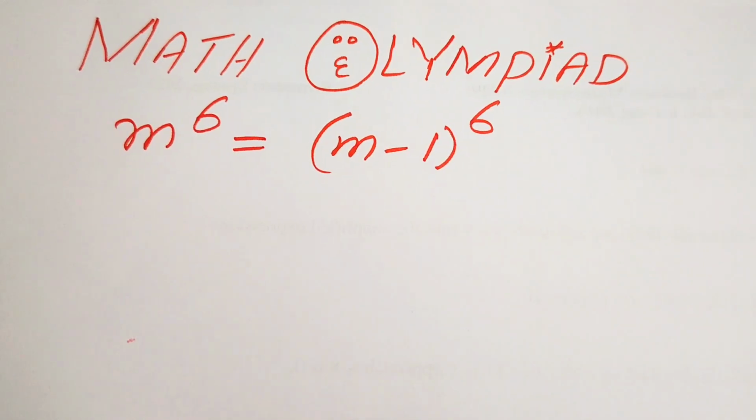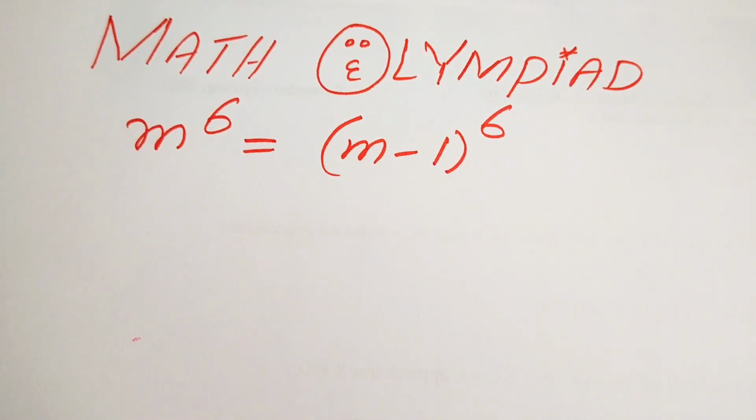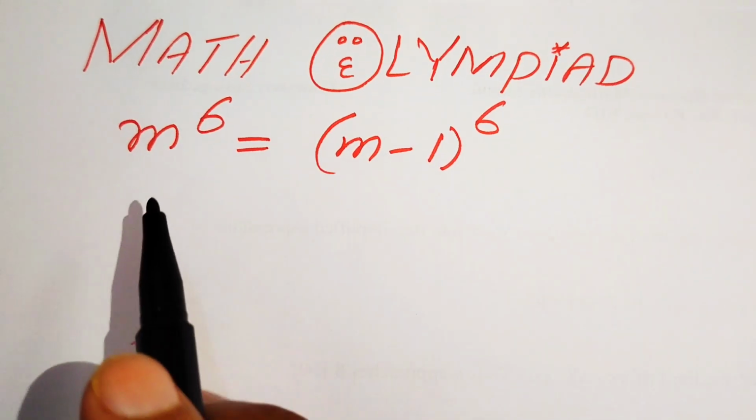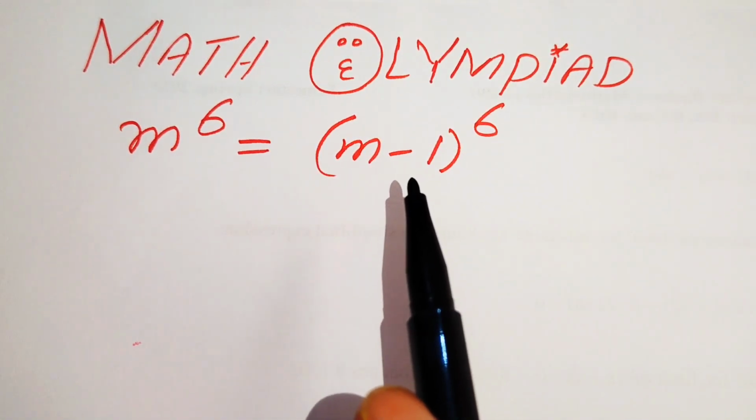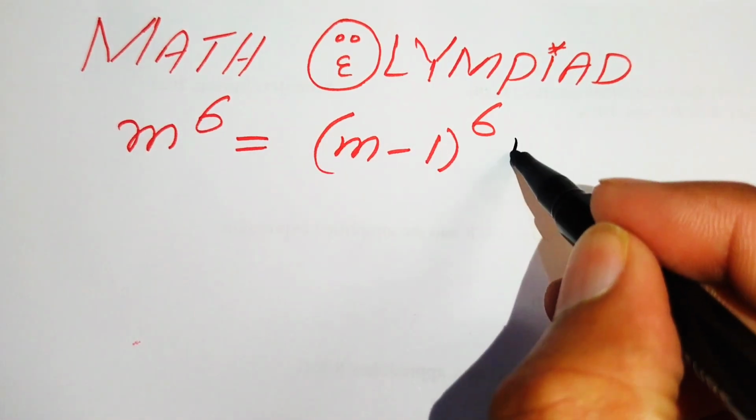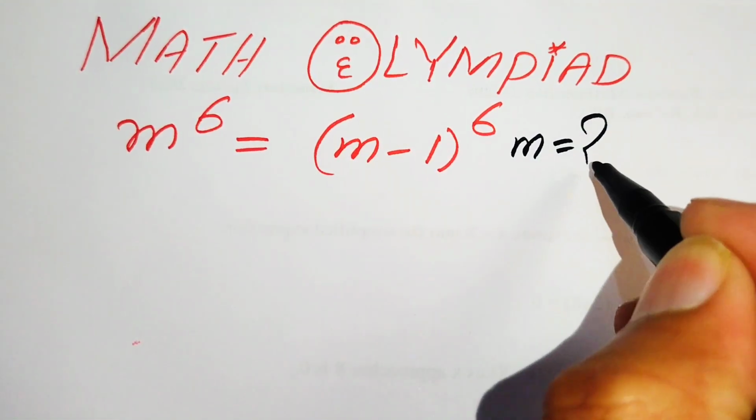Hello everyone, welcome to solve this math Olympiad algebra problem. Here we have m to the power of 6 equals (m minus 1) to the power of 6, and we solve this problem for the values of m.